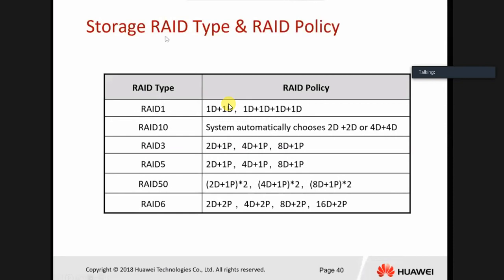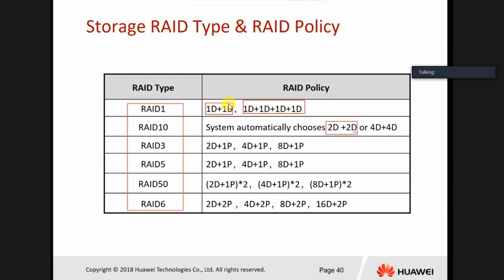Okay, then in the storage pool, you need to select the RAID policy, okay, and the RAID type. So these are all the RAID types Huawei supports. Okay, you have RAID 1, RAID 10, RAID 3, RAID 5, RAID 50, and RAID 6. These are all the RAIDs that Huawei supports. And for different RAIDs, you can put in different policies. Okay, for RAID 1, you can put in 1 disk plus 1 disk because it's mirroring, or you put in 1 disk plus 1 disk plus 1 disk plus 1 disk. Mirror, mirror, mirror. 4 disks to do a mirroring. Okay, so you can do that.